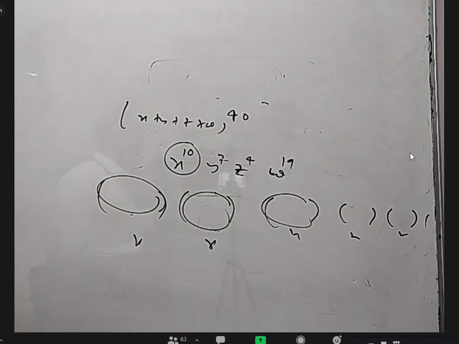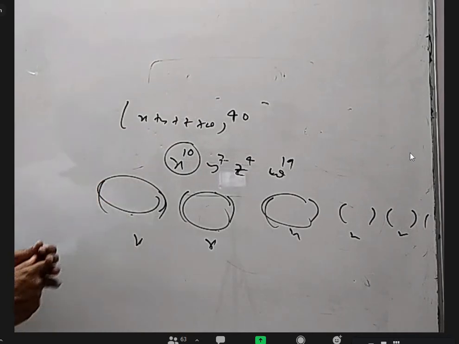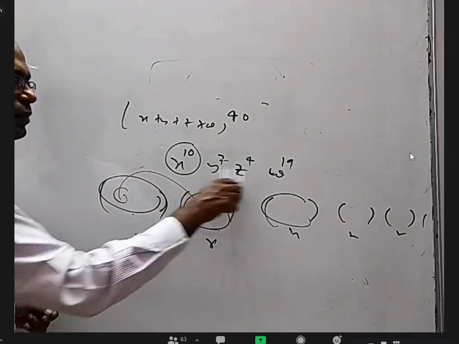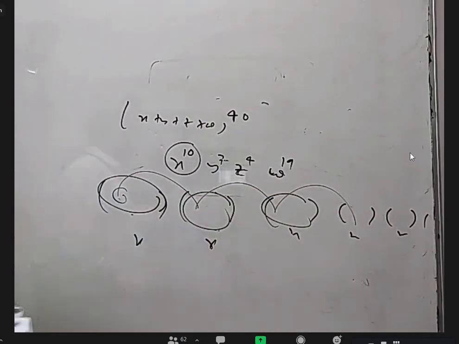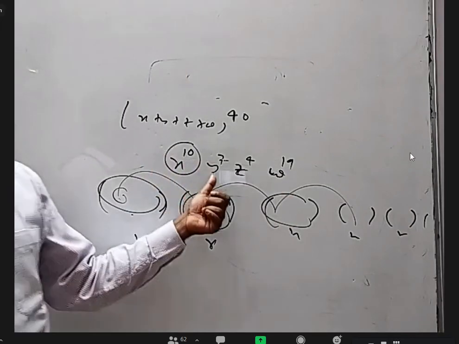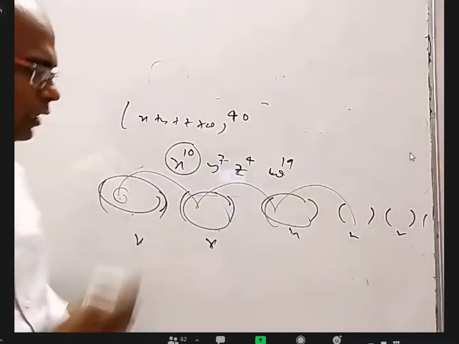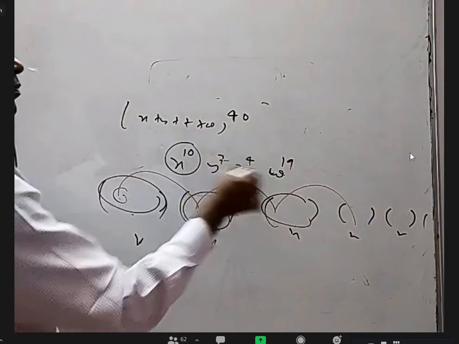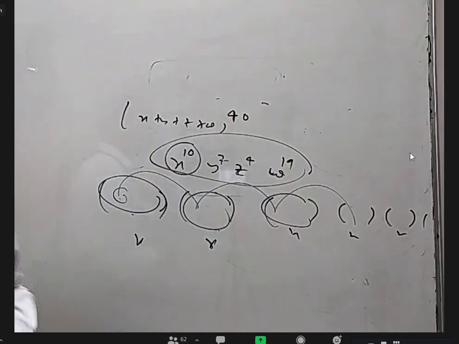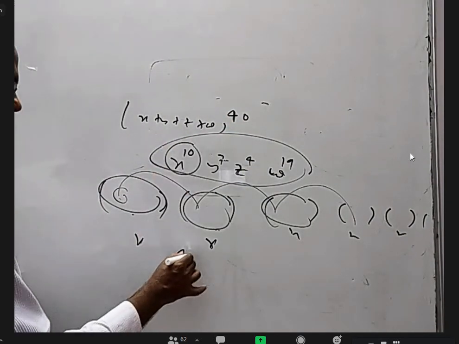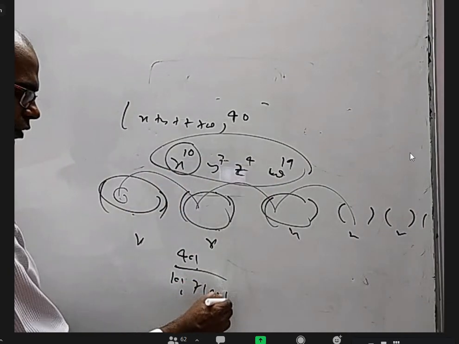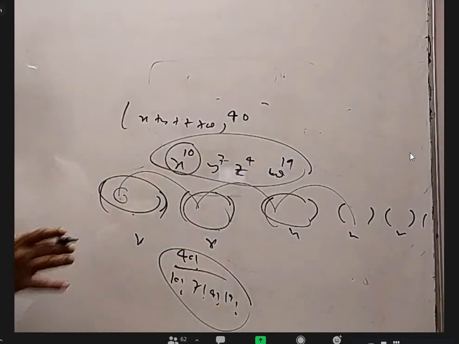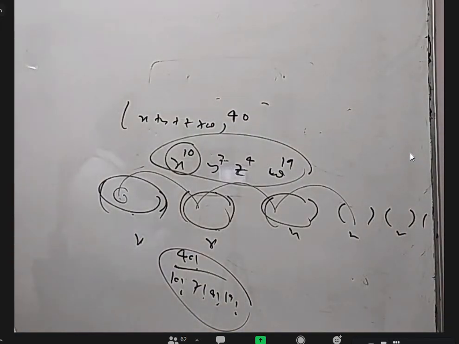Correct? Yes, sir. Okay. In each bracket, I have to take something and multiply. Whichever I used, I wrote down. At the end of that, I would have written x 10 times, y 7 times, z 4 times, w 19 times. How many ways can I arrange? That many ways this term's coefficient will come. So that will be 40 factorial by, because they are identical, 10 factorial, 7 factorial, 4 factorial, 19 factorial. So this is some background of how the multinomial theorem came.